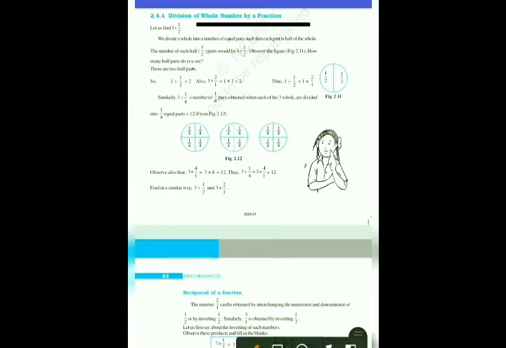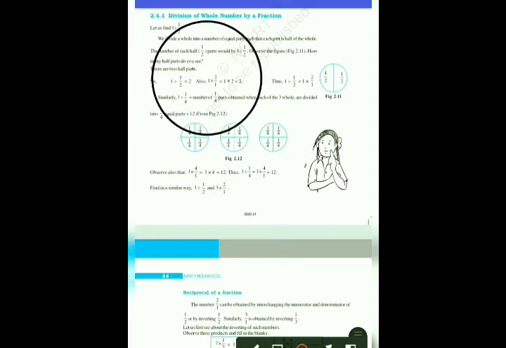Now a whole number divided by a fraction. Here you can see that 1 is a whole number and 1 by 2 is a fraction. In our above topic we discussed how to convert a division sign into a multiplication sign. So our numerator becomes the denominator and the denominator becomes our numerator. So here you can see that 1 divided by 1 by 2, our answer is 2.